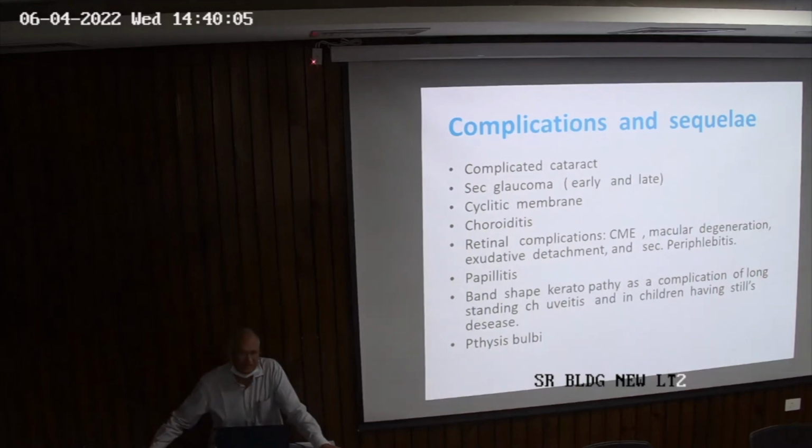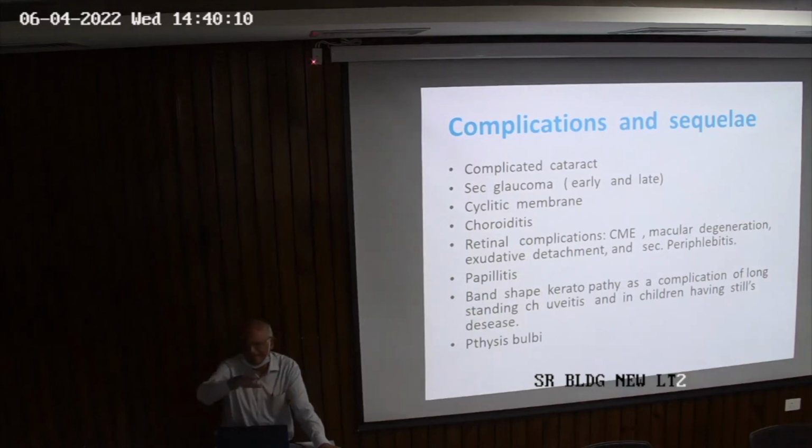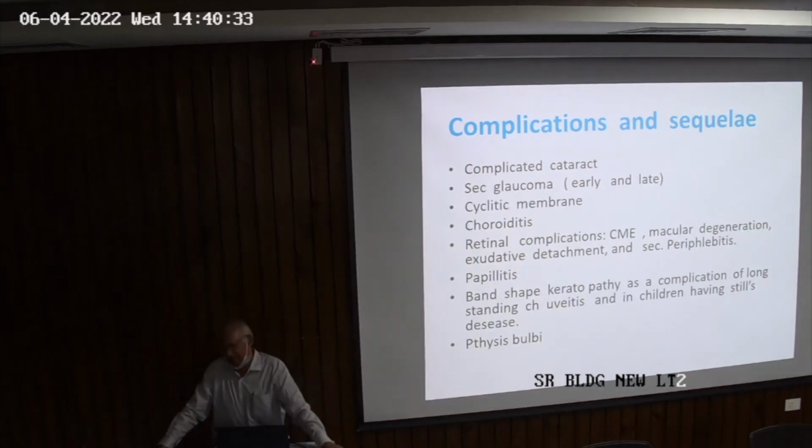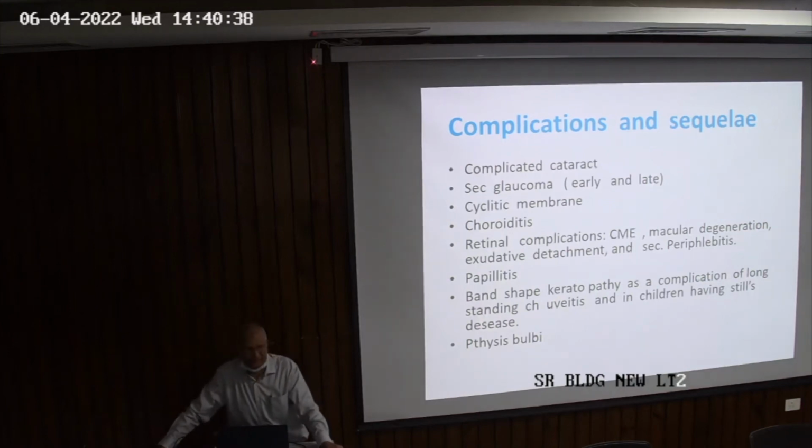Whenever the process goes on to the posterior side, the ciliary body, there is a plastic iridocyclitis. Then on the posterior side there is pars planitis or vitritis, then choroiditis, retina, and every part. Slowly, first it involves the anterior side, then the posterior side, then the retina and the macula. And lastly, when the eye becomes atrophic, that is called phthisis bulbi. So these are the sequence-wise complications of iridocyclitis.